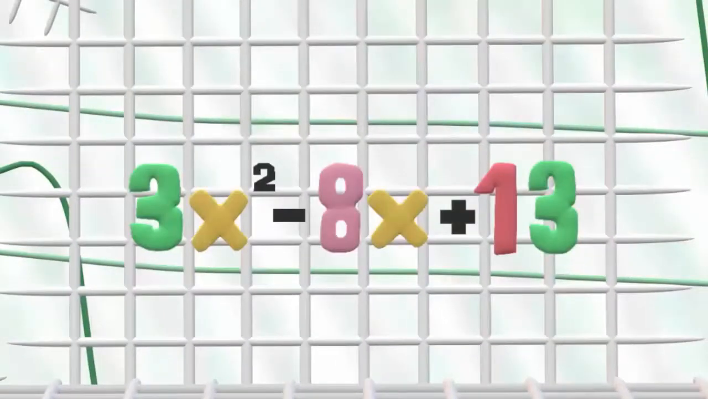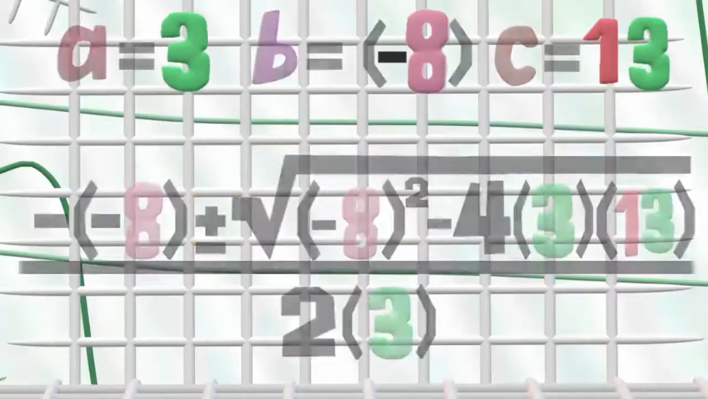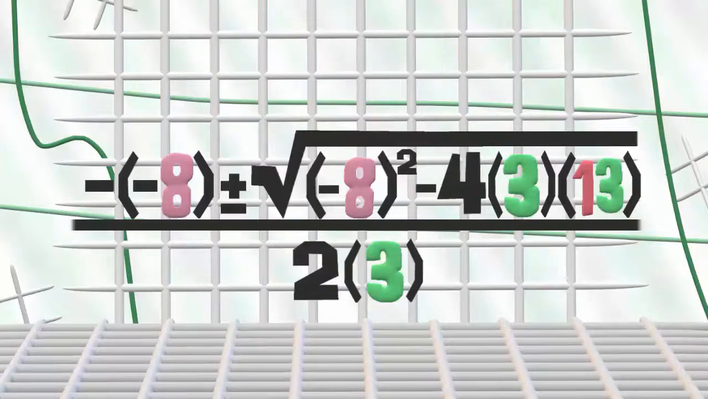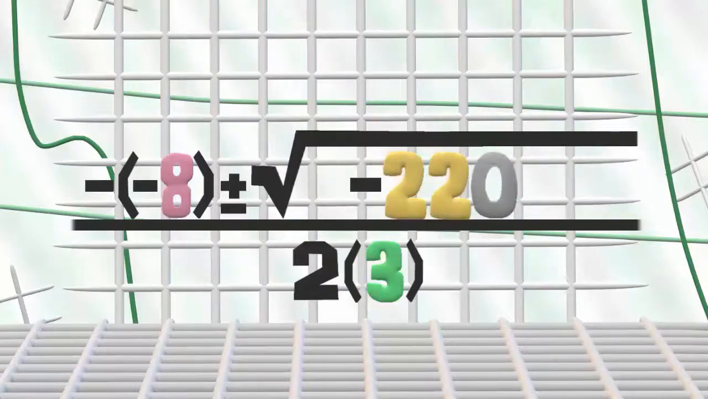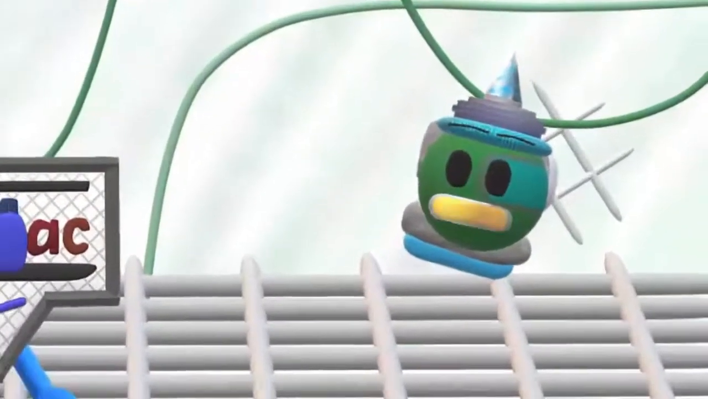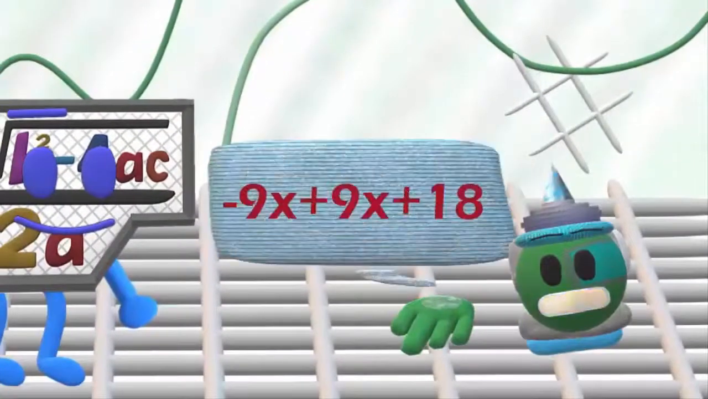Yup. Here's another one for you. 3x squared minus 8x plus 13. First, solve the discriminant, which results in -220. However, the discriminant is negative, so there are no real number solutions. Perfect. I've got one last problem up my sleeve.